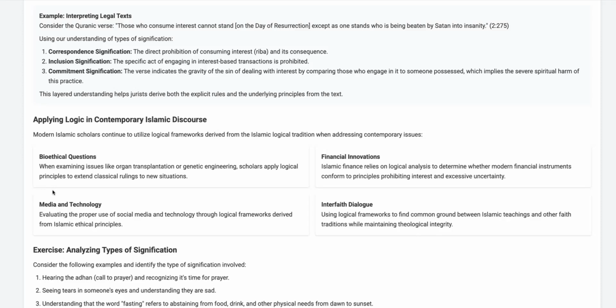Financial innovations. Islamic finance relies on logical analysis to determine whether modern financial instruments and institutions conform to principles prohibiting interest and excessive uncertainty. And of course, related to, I don't like the word interfaith, I would just say religious dialogue, using logical frameworks to find common ground between Islamic teachings and other faith traditions. And I would say this applies to politics, activism, everything, while maintaining theological integrity.